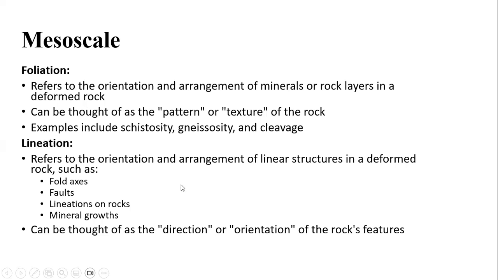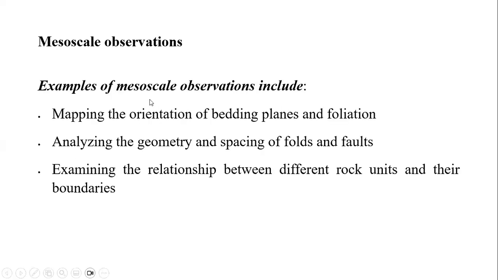But lineation just means the orientation of the rock features, the orientation or arrangement of the linear structures. Okay, so I hope you understand, but I'm going to show you in a few. Examples of mesoscale mapping include mapping the orientation of bedding planes and foliations, analyzing the geometry and spacing of folds and faults, and examining the relationship between different rock units and their boundaries.